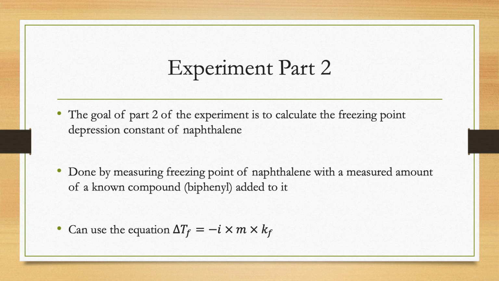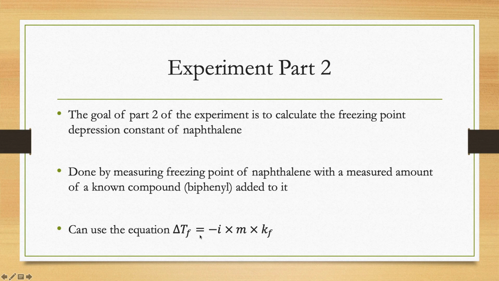So just to reiterate what's going on here, for our case, i is just going to be 1, because naphthalene and biphenyl and all of the compounds we use in this experiment are covalent. So the van 't Hoff factor is just 1 for all of them because they don't break apart into further pieces. Little m again is molality. If we have a mass of naphthalene and a mass of biphenyl, we can convert the mass of biphenyl into moles of biphenyl, and we can convert the mass of naphthalene into kilograms of naphthalene. Then we can use those two pieces to find our molality.